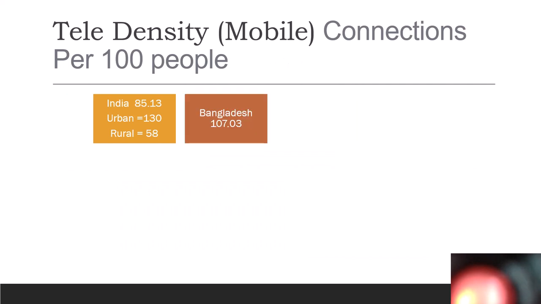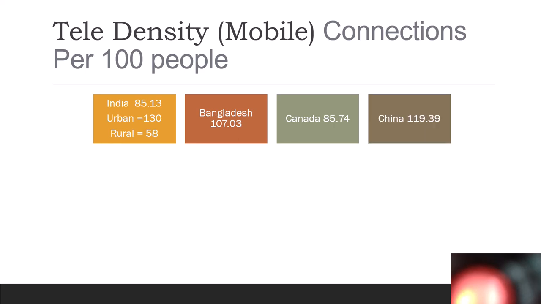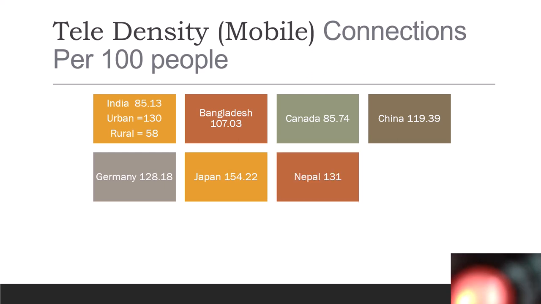Now, tele-density, if you look at India, it is 85 people per 100 who own a mobile. Urban, it is 130. And rural areas, 58 per 100. Bangladesh, its combined average is 107, which is higher than India. Canada, it's 85. China, it is 119. Of course, I think there is more urbanization in China compared to India. Germany, again a country which is more urban in nature, 128. Japan, 154. Nepal, 131, which is very high. There also there is a lot of rural and urban, but this is a combined number.